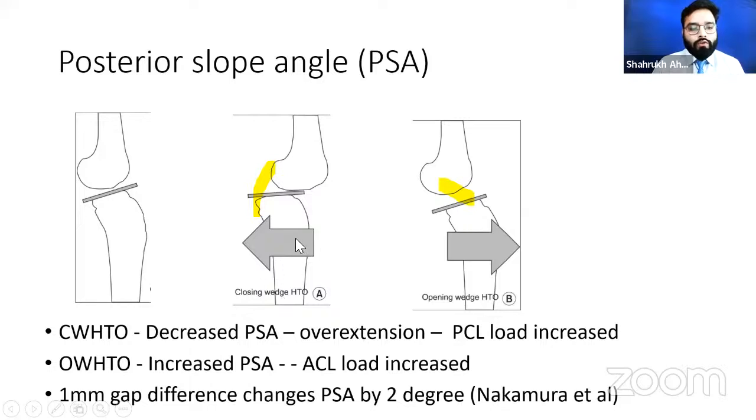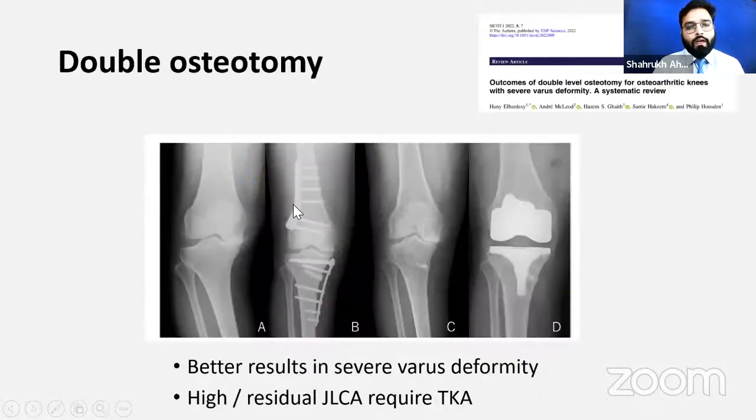In a closed wedge osteotomy, there is overextension and the slope is decreased, and there is increased load on the PCL. While in open wedge osteotomy, there is increased slope and the load on the ACL is increased. A double osteotomy is preferred in severe varus deformities, but it cannot replace TKR because the lateral side laxity due to higher joint line congruence angle will lead to a failure.